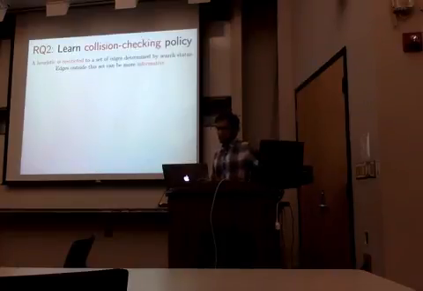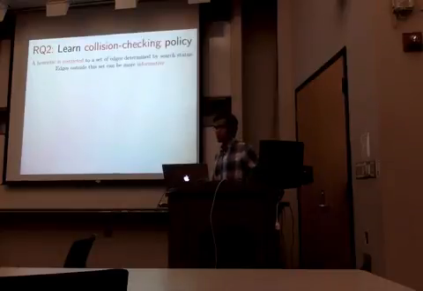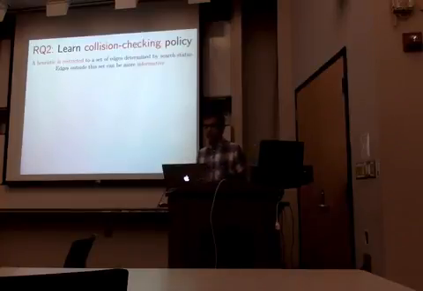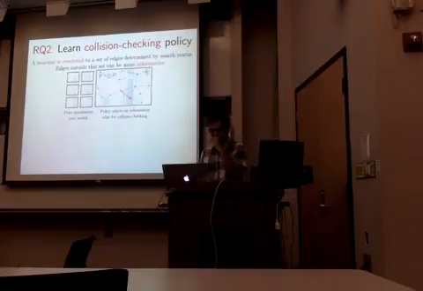Okay, so the second question that we tackle, even in the white box paradigm, is learning a collision checking policy. So the issue with a heuristic policy is that it's restricted to check a set of edges that can result in progress of the search. However, as often is the case, edges outside of this set can be more informative. So let's take a look at the following example.